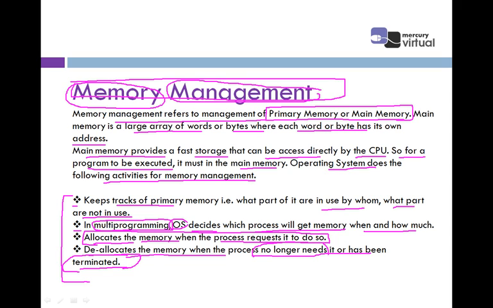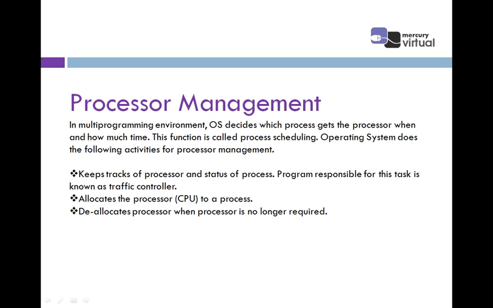I'm recalling these four tasks. First of all, it keeps track of the primary memory. It is used in multi-programming. It is used for allocating the memory. It is also used for deallocating the memory. Right, this is memory management. That is the first function of the operating system. There are so many functions, but this is only the first point basically. Then the second point is processor management.